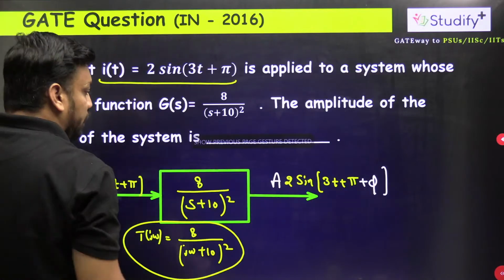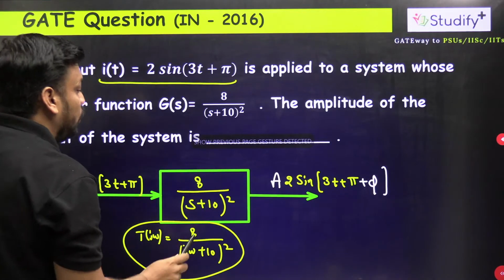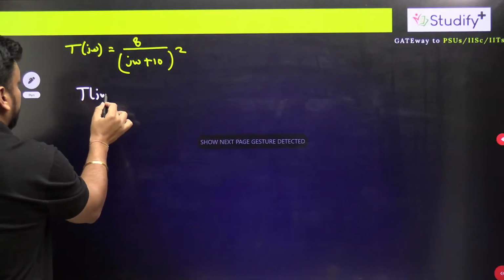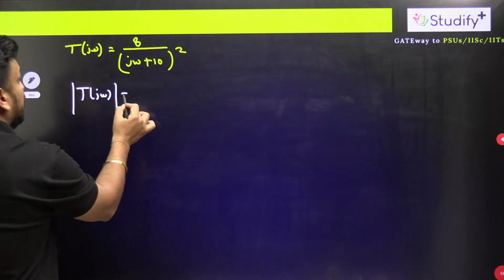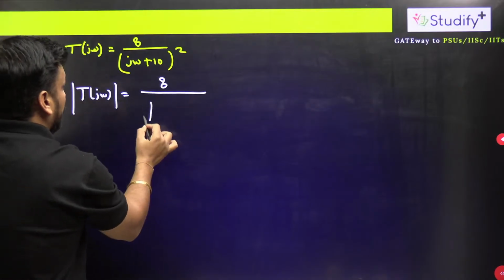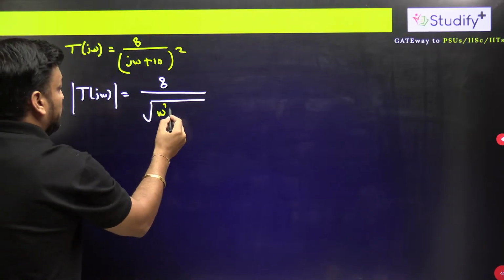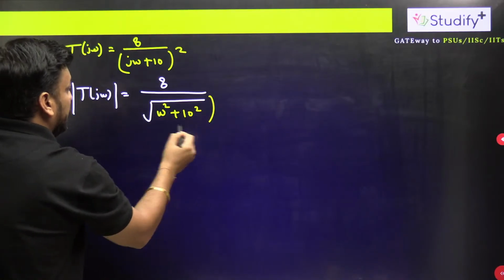Now the examiner is only asking for the amplitude of the output. So I should focus on the magnitude. What is the magnitude? Mod of T(j omega) is nothing but 8 upon the square root of real part square plus imaginary part square. Shall we write (omega square plus 10) whole square, or is it pure whole square?